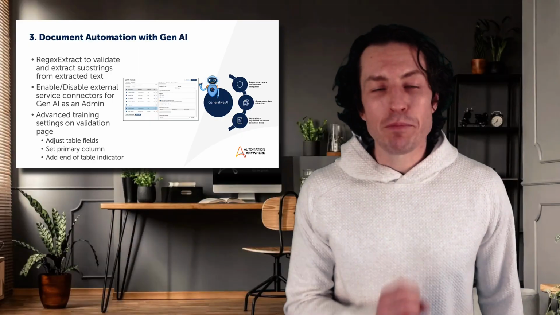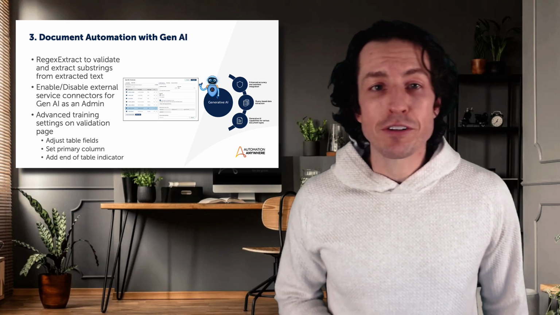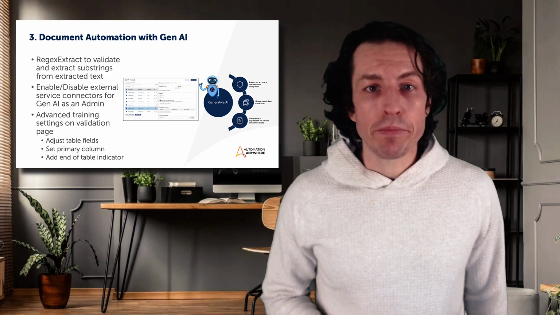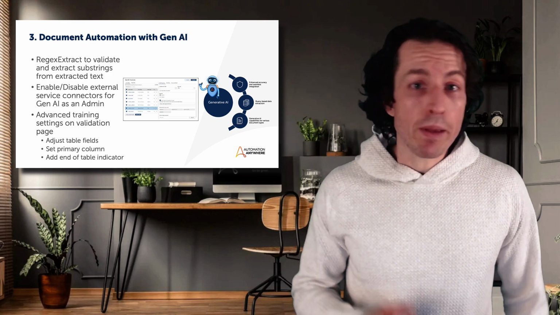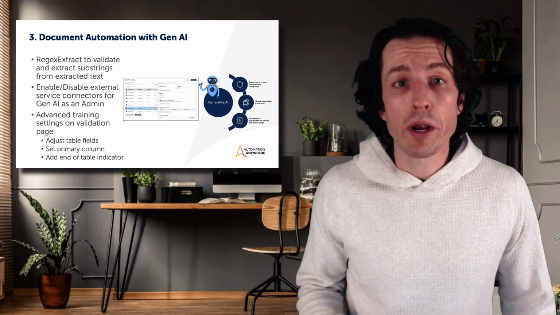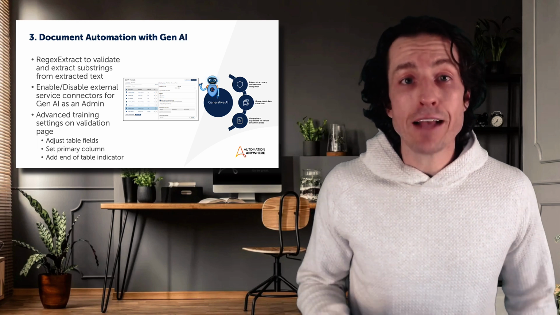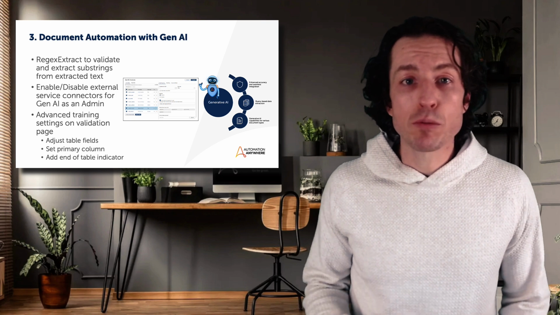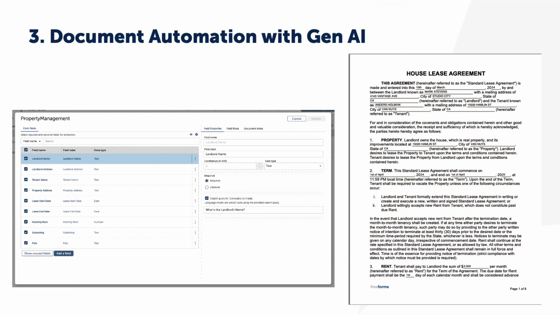All right, at number 3 is a list of updates for document automation with Gen AI. If you haven't used document automation with Gen AI yet, it basically enables you to query your document and ask for the data that you're looking for, regardless of where or how it's presented within the document. This opens up a ton of capabilities with unstructured documents like legal filings and contracts and emails.